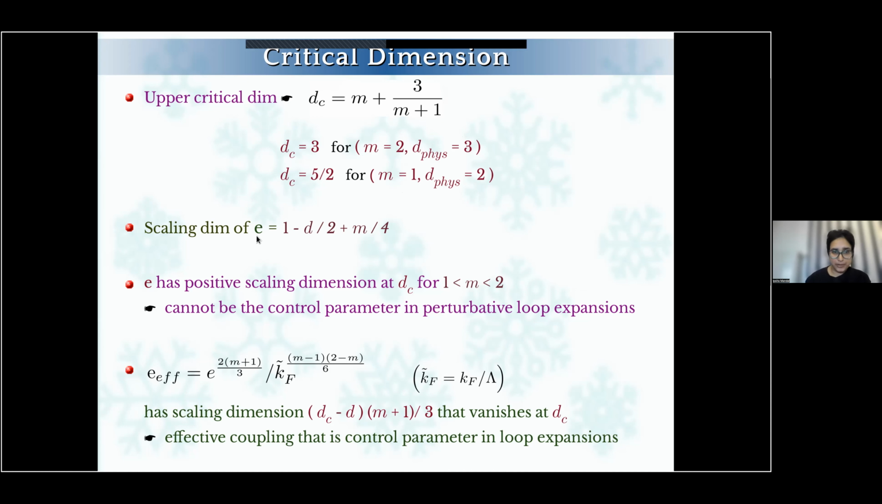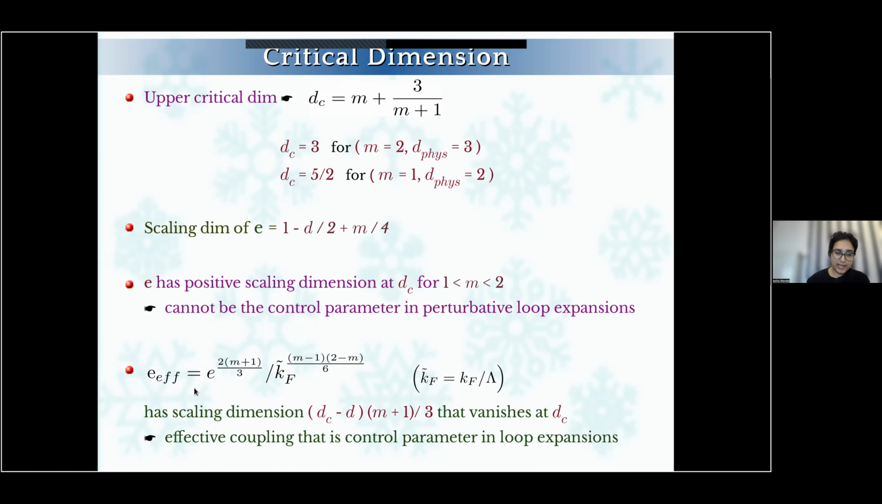Now, if we compute the scaling dimension of the coupling constant e, that is given by this expression. And by plugging in the values, we see that e has a positive scaling dimension at DC. So if we put D equal to DC and set M between 1 and 2, then e has a positive scaling dimension. So its scaling dimension does not vanish at DC, and therefore it cannot be a control parameter in perturbative loop expansions. So we have to find a suitable control parameter, a suitable coupling constant, whose dimension vanishes at DC.